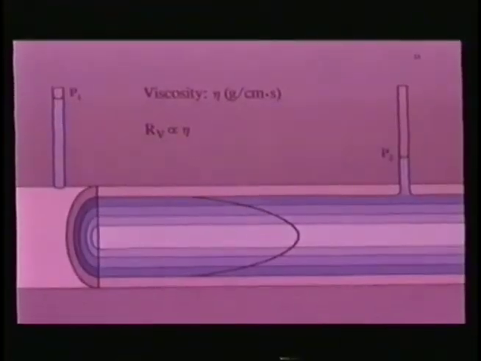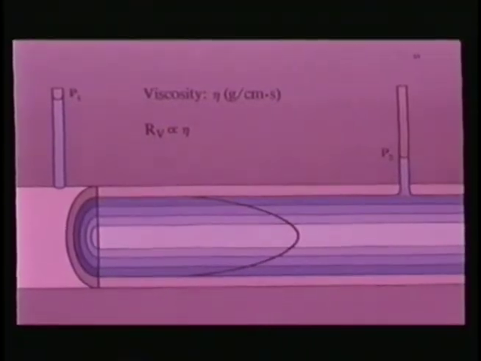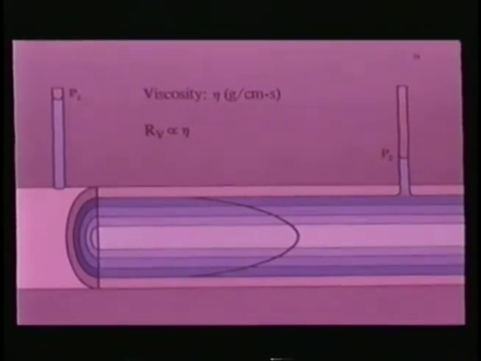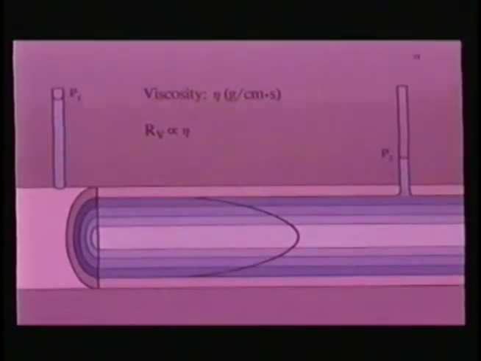21. During laminar flow, the internal friction between annular layers dissipates pressure energy in the form of heat. The physical property of a fluid that causes internal friction is the viscosity of the fluid, eta. The unit of measurement of viscosity is poise. 1 poise is 1 gram per centimeter second. In laminar flow, the viscous resistance factor, RV, varies directly with the viscosity of the fluid.